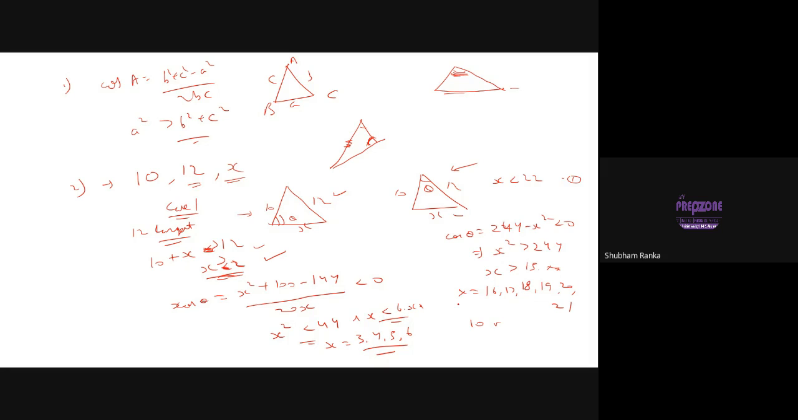Here there is no double counting as well, so it's fine. But it's good to have that sanity check of double counting. So x can have 10 values basically, or the third side can have 10 values, such that the triangle is an obtuse triangle. Questions have come on this previously as well, so it is good to see that application here.